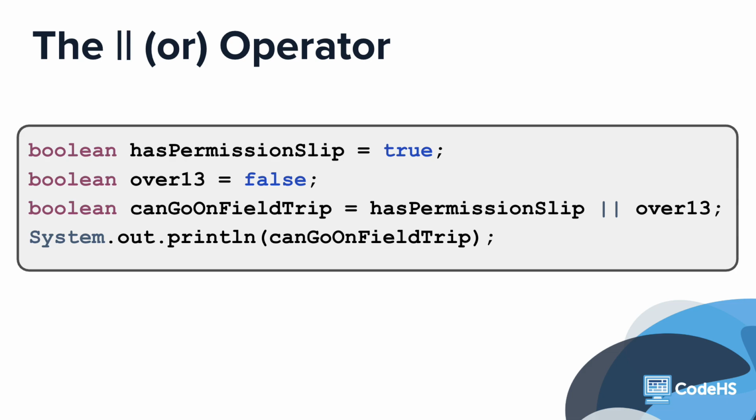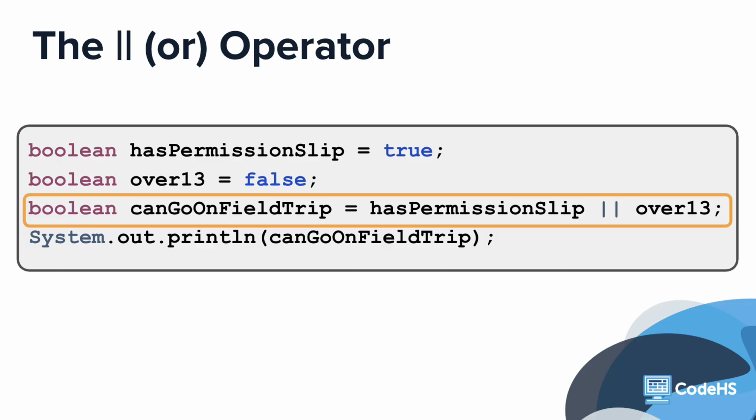Let's look at an example. This program determines whether or not someone can go on a field trip. The student can go on the trip if they have a permission slip or if they are over 13 years old. You can see this logic in the can go on field trip variable, which uses the OR logical operator in its Boolean expression. This expression will evaluate to true as long as one of the conditions, has permission slip or over 13, is true. So, based on the current values of has permission slip and over 13, what value will be assigned to can go on field trip?